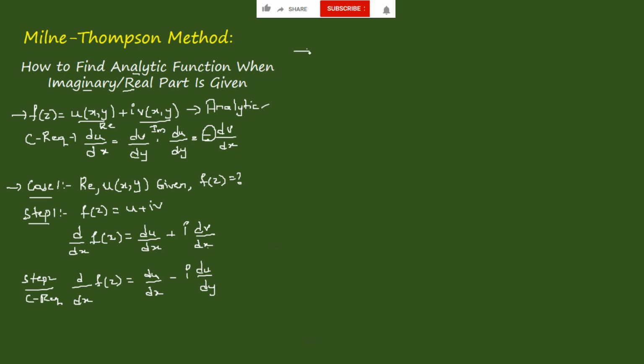Now coming to step 3. In step 3, what we do is replace x with z and y with 0, and we do the integration of the whole thing with respect to z, then we get f of z. This is a method we can use to find the analytic function when the real part is given, right?